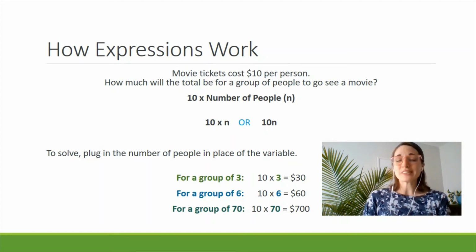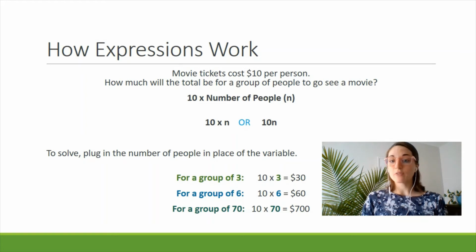Now, if I have 6 friends, I can do the same thing. I just plug in the 6 where the n was. 10 times 6 is 60. And for 70 friends, even that many I could plug in. I would just say 10 times 70, which is $700 for 70 friends to go see the movie. It doesn't matter if only 1 person comes, or 0 people come, or 100 people come. We can reuse this expression to calculate the total cost with any number of people.